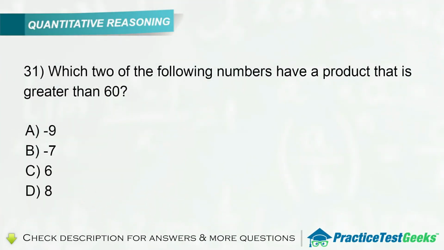Question 31. Which two of the following numbers have a product that is greater than 60? A. -9. B. -7. C. 6. D. 8.